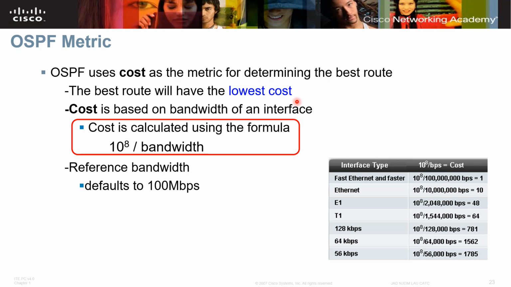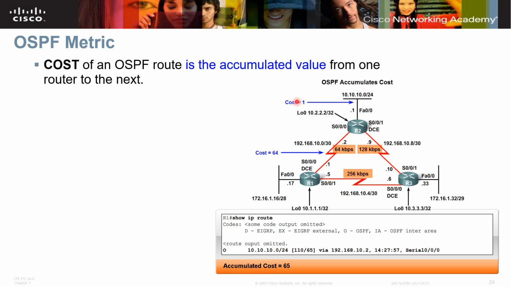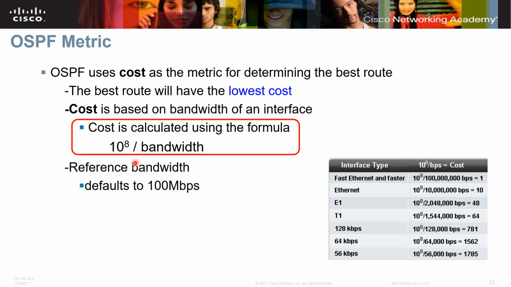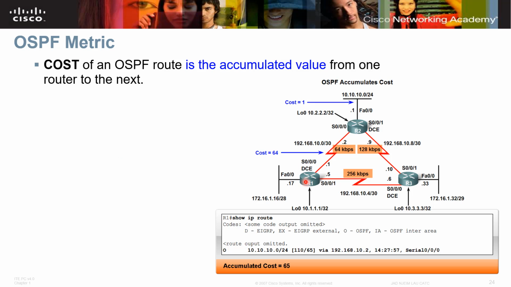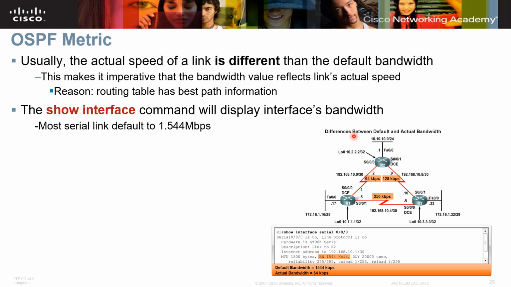And of course the cost is accumulative. From link to link, if I need to define the best path from the source to the destination, I accumulate the cost and select the path with the minimum cost. The cost is accumulative. Okay. The cost in OSPF is an accumulated value from one router to the next. We identify the cost as 10 to the power 8 divided by the bandwidth. Then we accumulate the cost from the source to the destination for all possible paths, then select the path with the minimum cost.